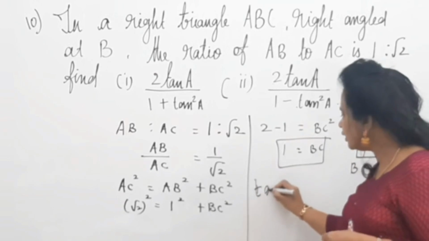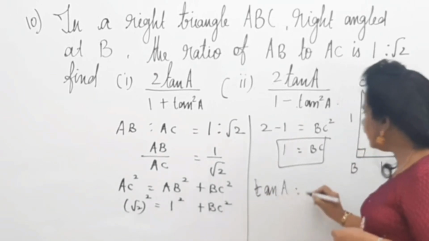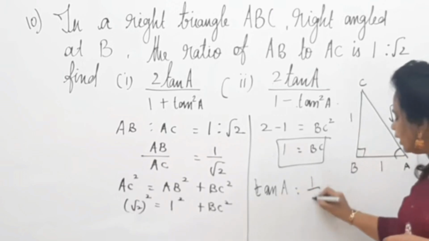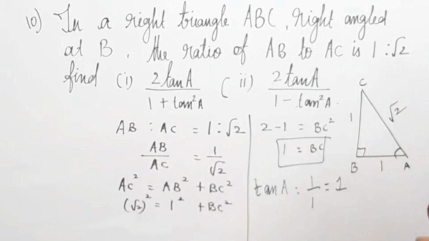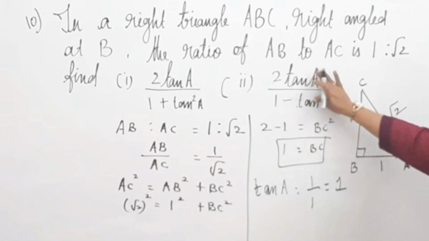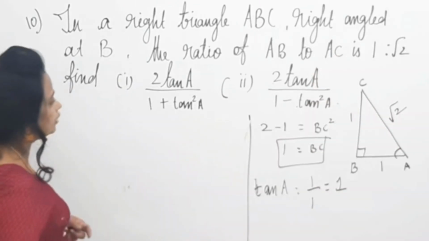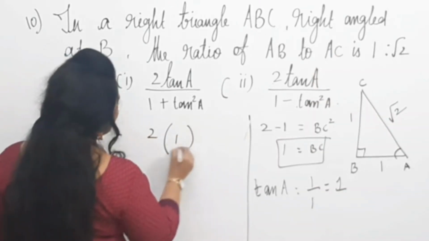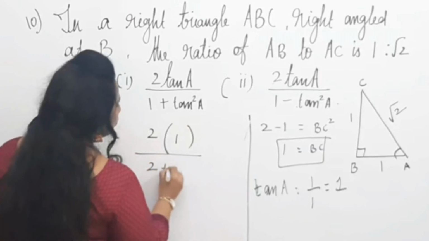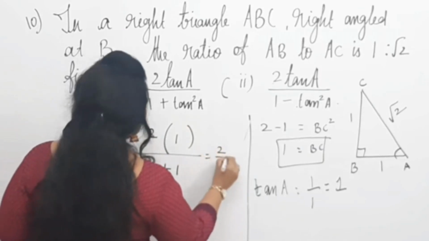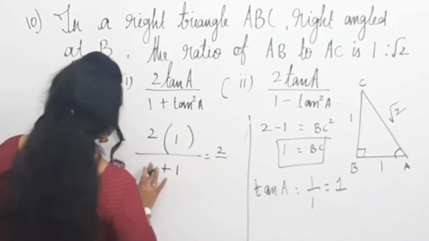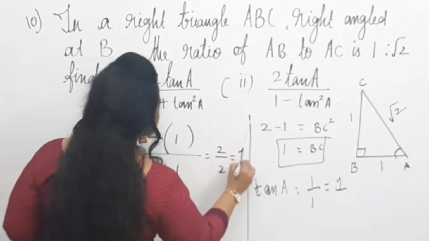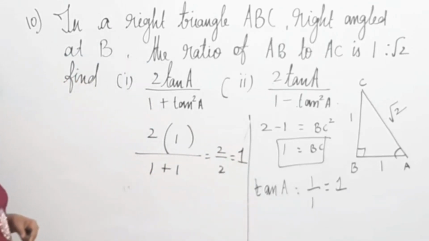So I'm going to have my expression first one. For that I will write my ratio tan A is equal to opposite by adjacent, 1 by 1, which is equal to 1. Now I have only tan A in my expression, so I would have my first one 2 into tan A, which is 1, divided by 2 plus tan A, which is 1, so 1 plus 1, which is equal to 2, so my answer is 1.